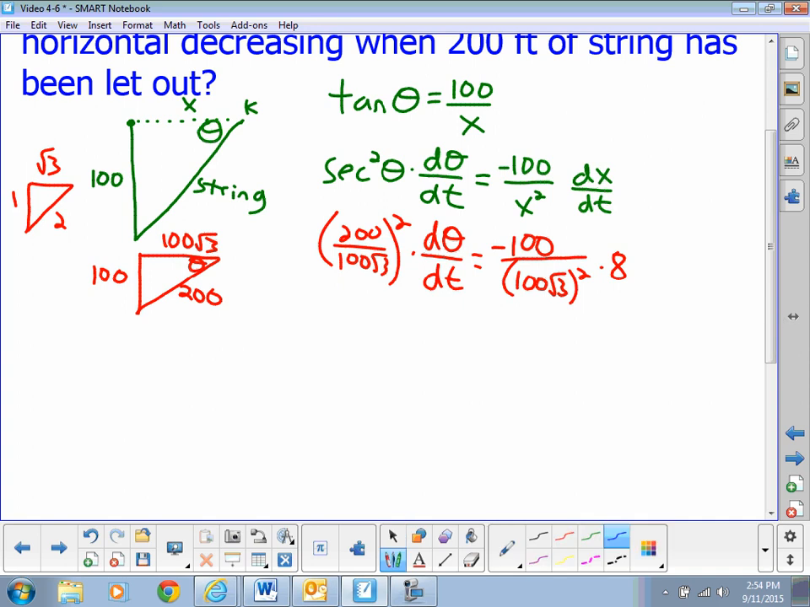So 200 squared, you'll have 4 with 4 zeros. When you square a square root of 3, you get 3. When you square 100, you get 10,000. Multiply them together, you get 30,000. Well, that's really just 4/3.